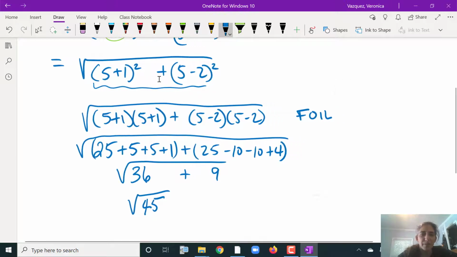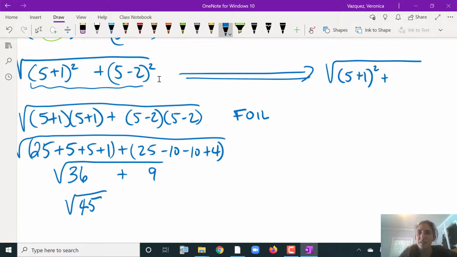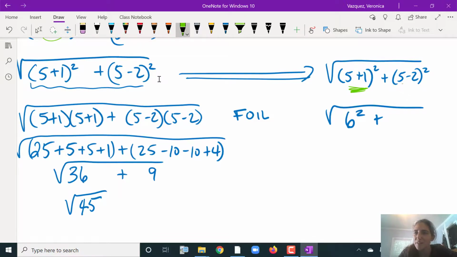However, I don't recommend that we do it that way. Instead, I'm going to recommend this. So we start here. We have the square root of (5 plus 1) squared plus (5 minus 2) squared. And what I'm going to do instead here is simplify this 5 plus 1, and that gives us 6 squared. And then I'm going to simplify this 5 minus 2, and that gives us 3 squared. I don't know why I put one in parentheses and the other one not. But we don't really need the parentheses. Actually, that's just a distraction.